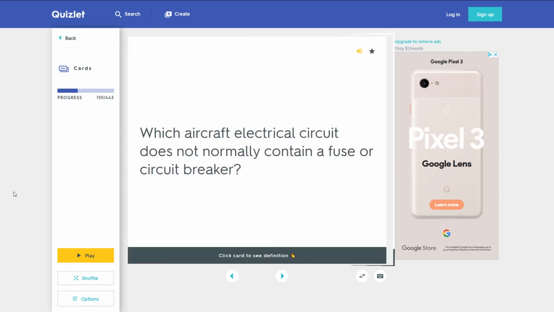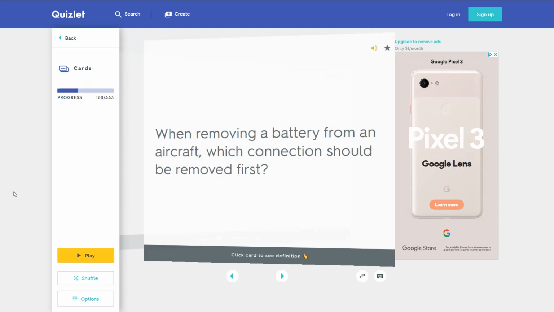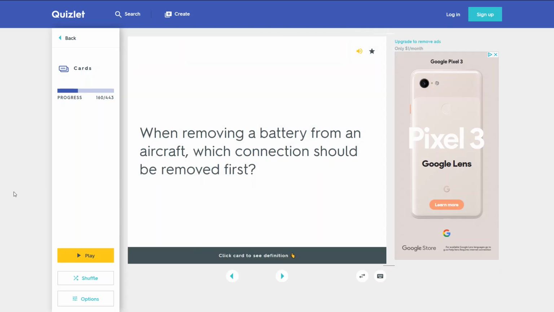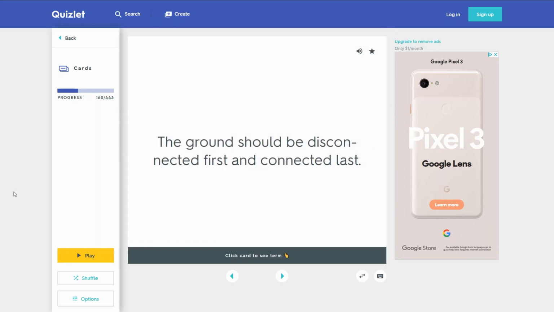Which aircraft electrical circuit does not normally contain a fuse or circuit breaker? Starter motor circuit. When removing a battery from an aircraft, which connection should be removed first? The ground should be disconnected first and connected last.